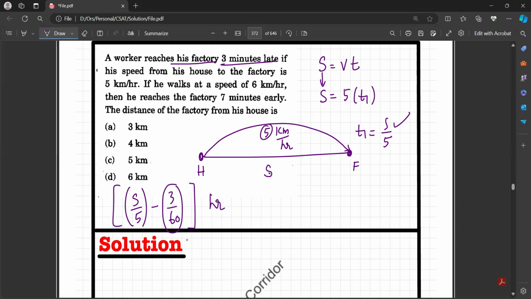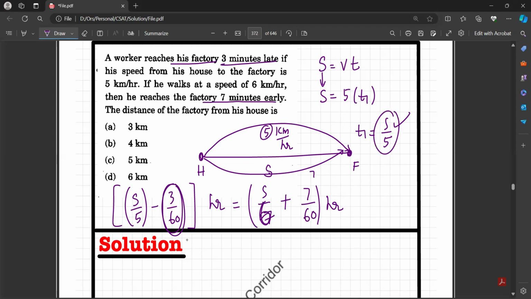If he walks at a speed of 6 km per hour, then he reaches the factory 7 minutes early. So S by 6 will be the time, because he is walking at 6 km per hour, and he will reach 7 minutes earlier. So that will be 7 by 60 hours. Will both the times be the same or not? If the original time is 10 minutes, then 3 minutes late means he will take 13. So subtracting here and adding there gives the original time. Clear? Now will both the times be the same or not?